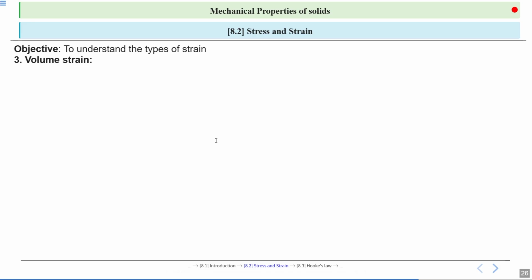Now, volume strain. Volume strain is the ratio of the change in volume to the original volume of the solid. This concept is important because it helps us understand how materials respond to stress, particularly when they are subjected to uniform pressure.